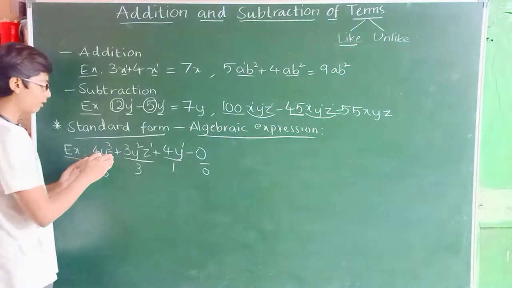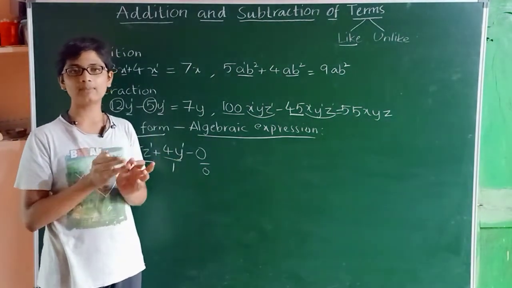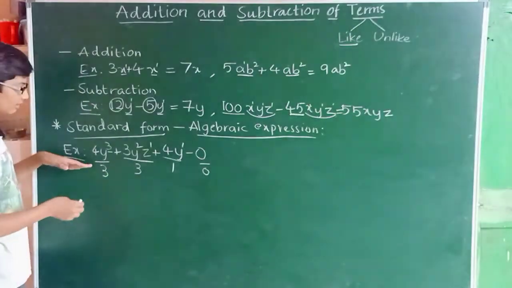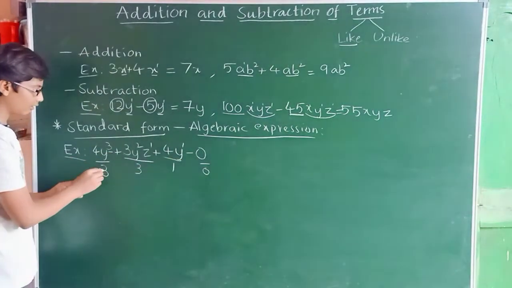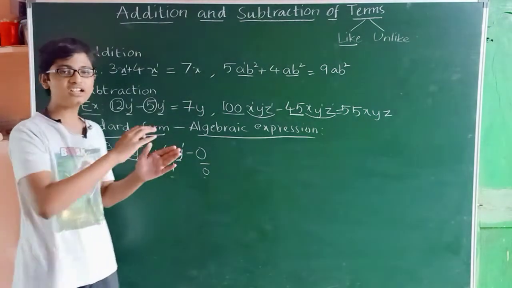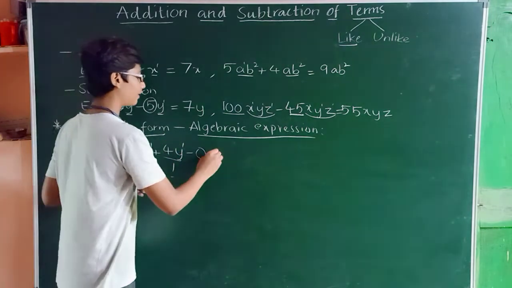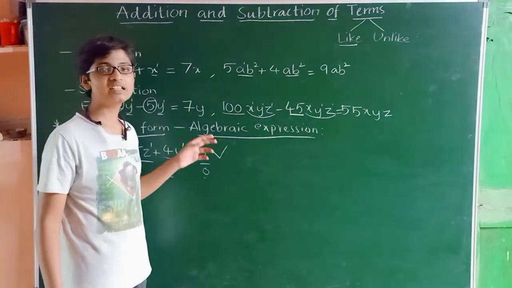See, how to find the degrees of each term we have learnt in the previous videos. Now here, when we see this order of degrees, 3, 3, 1, 0, it is in the decreasing order. So then we will call it as being in the standard form.